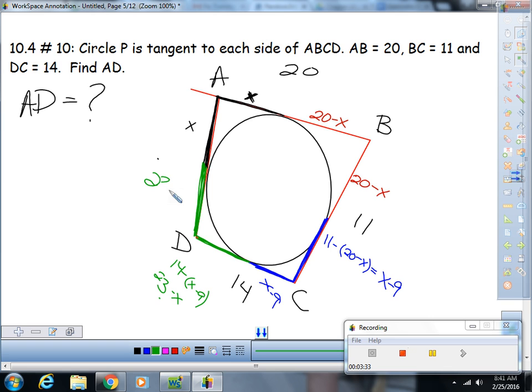And what are we looking for in our answer? We're looking for AD, right? So what's AD? It's X plus 23 minus X. So what's AD? It is 23. Got it?